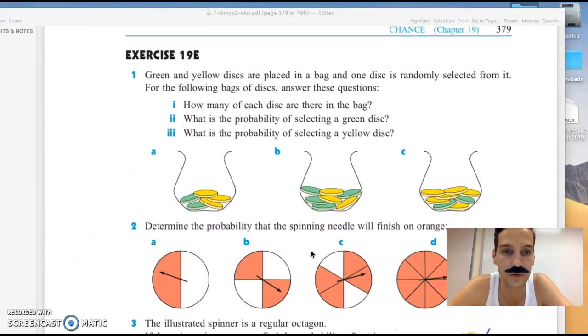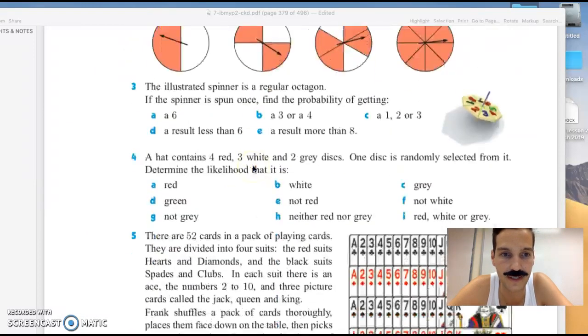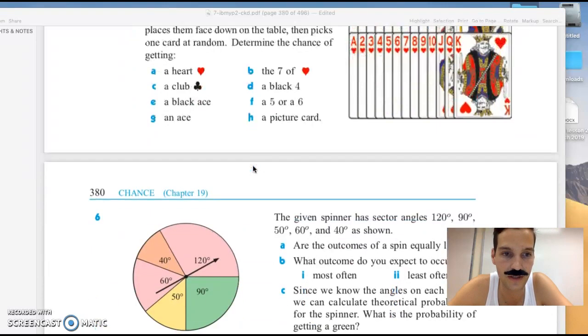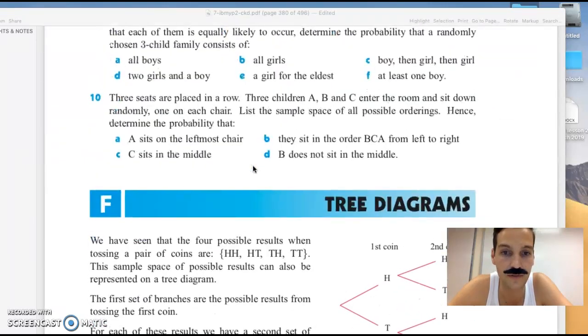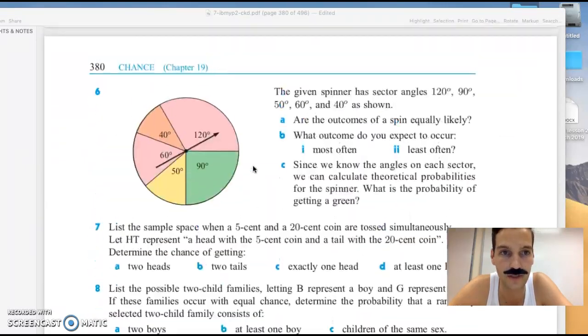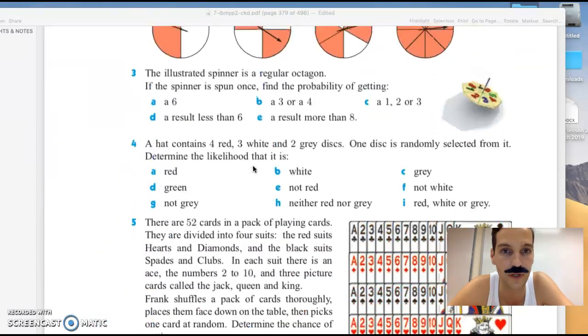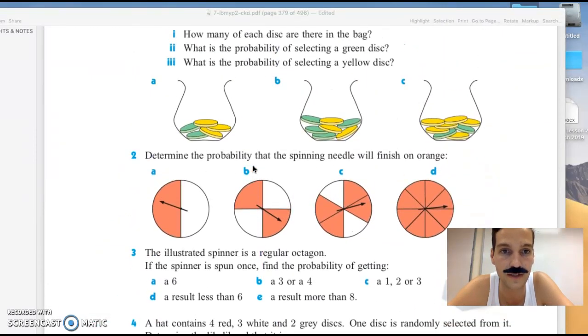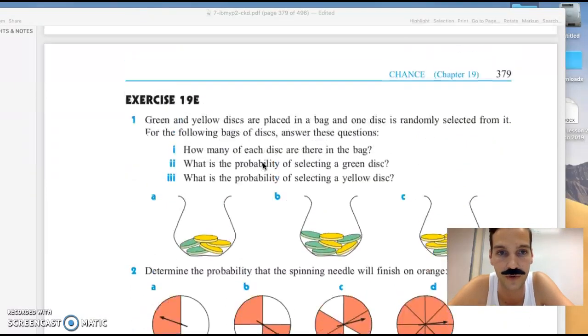What you will do in class today, this is Tuesday, is exercise 19E. Please do as much as you can today. It's quite a long exercise. However, it will not be for homework. Exercise 19E will not be for homework. You will complete exercise 19E on Thursday. If it is not complete by the end of Thursday, then yes, it will become homework.